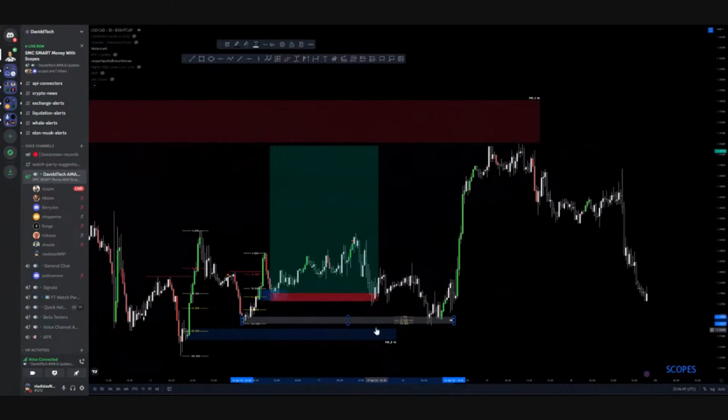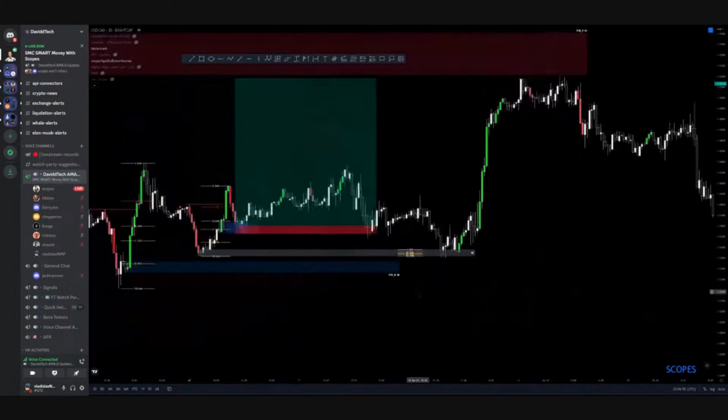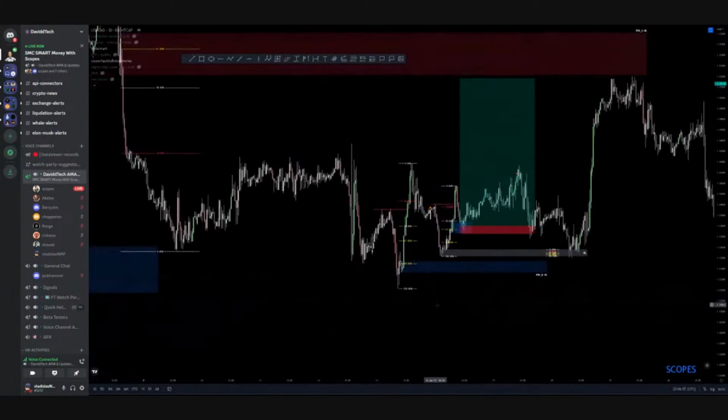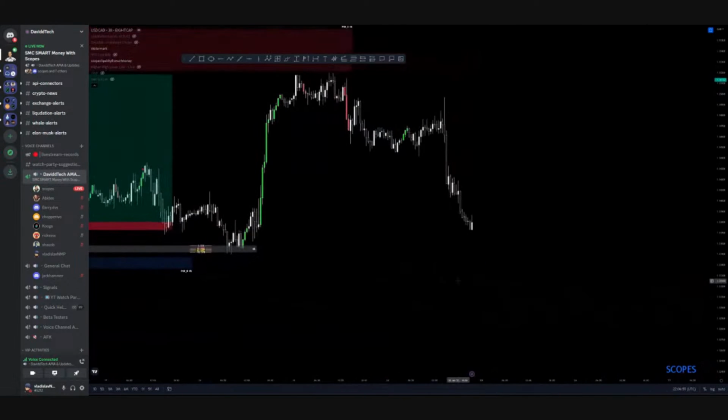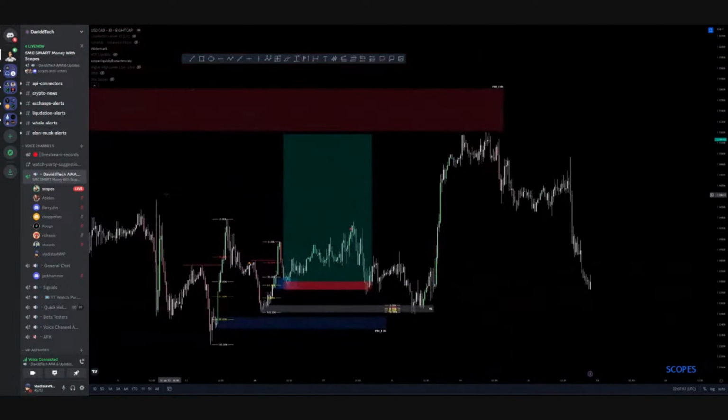So that's what it normally does when I get in a trade. Instead of hitting that, stopping me out, normally it hits it like this and goes straight up to the trade.